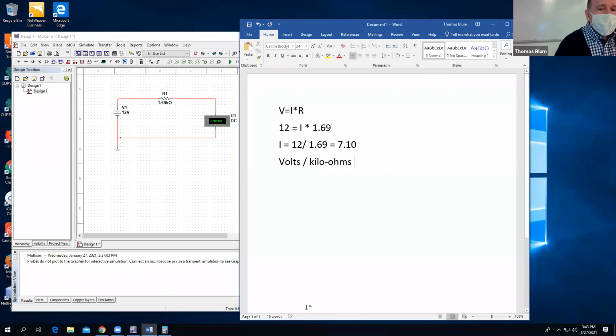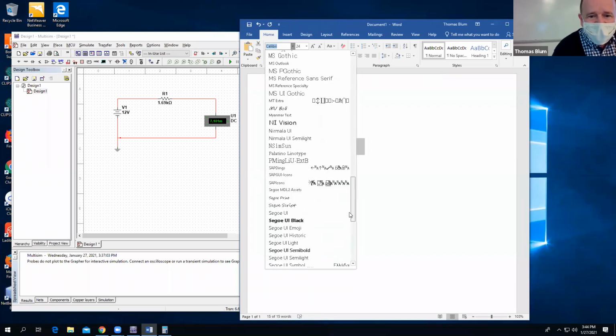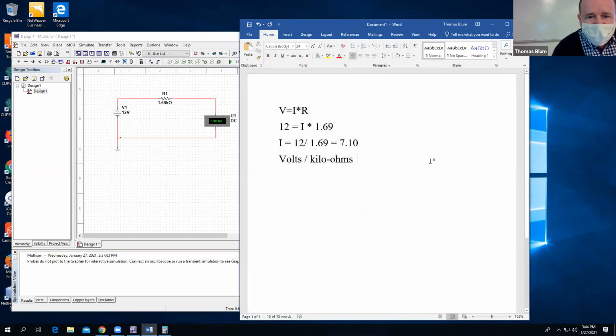What does the L stand for? It's an I. Change font. Not Arial. Let me give it Times New Roman or something. Okay, so that's an I, and I is current.